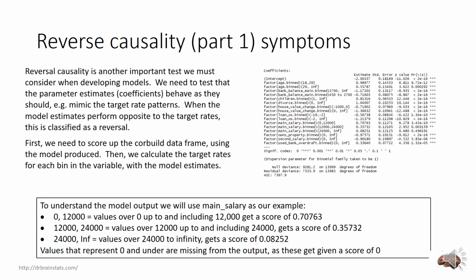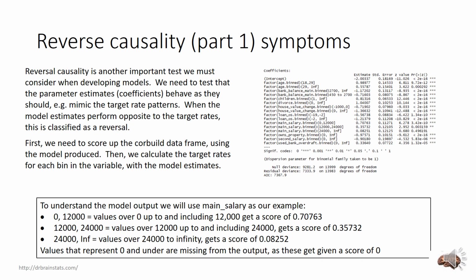Reverse causality, our final test. Reverse causality is another important test we must consider when developing models. We need to test that the parameter estimates, the coefficients, behave as they should, as in they mimic the target rate patterns. When a model's estimates perform opposite to the target rates, this is classified as a reversal.